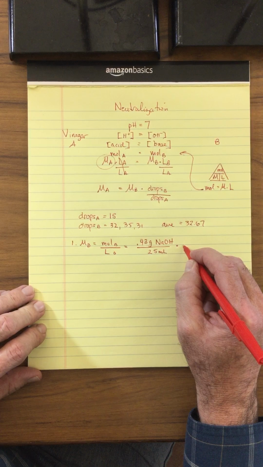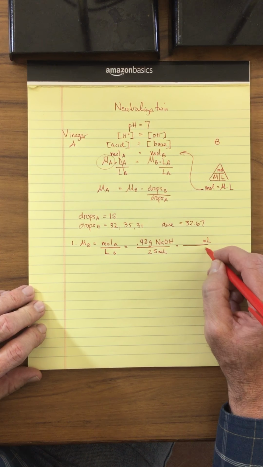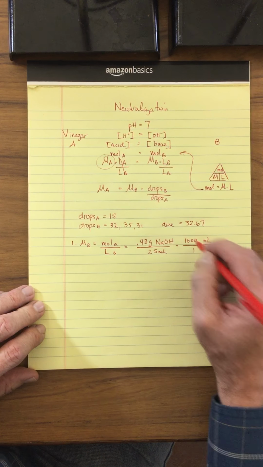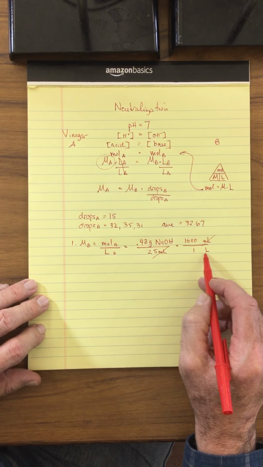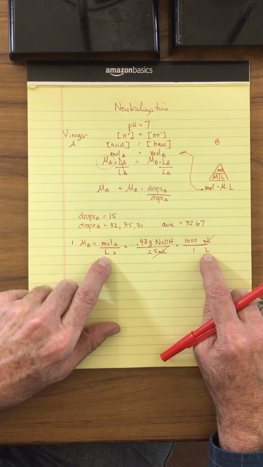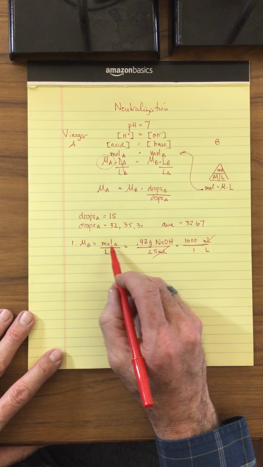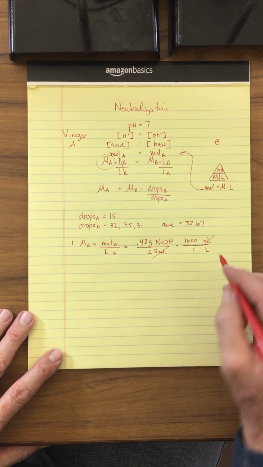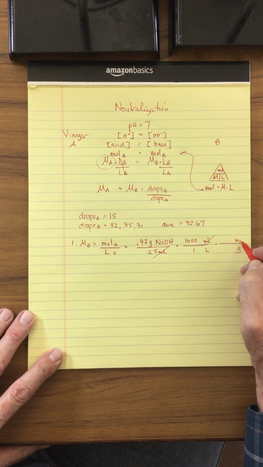So I need to do this. I need to cancel my milliliters and convert it into liters. 1 liter is equivalent to 1,000 milliliters. My milliliters will cancel, and now I'm left with units of liters. But now I need to convert from grams to moles. So what I need to do is cancel my grams and convert it into moles.